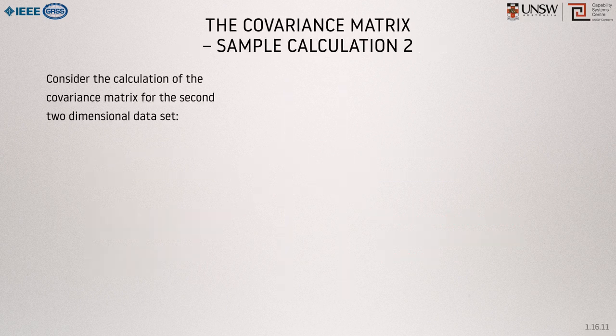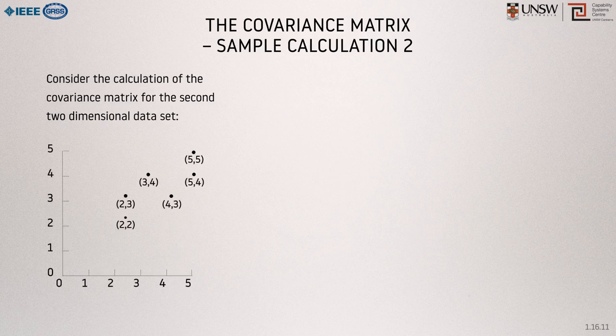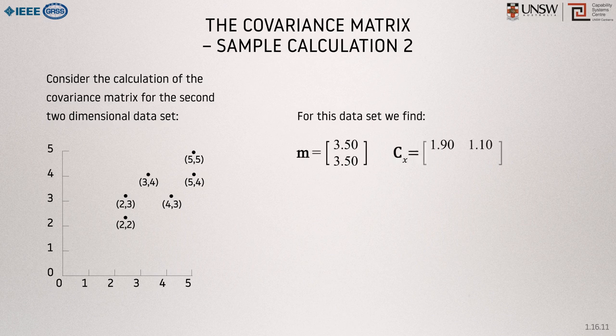Now consider another two-dimensional data set. Here the data points seem to be spread in an elliptical pattern at an angle to the axis. The hand calculations for this data set show that the covariance matrix is non-diagonal, that is, it has non-zero entries everywhere.